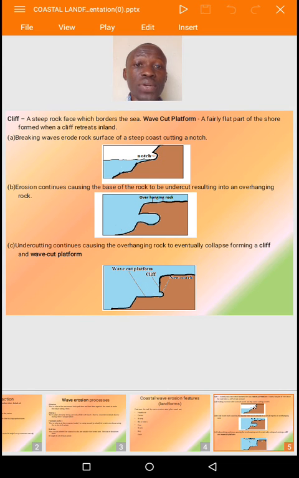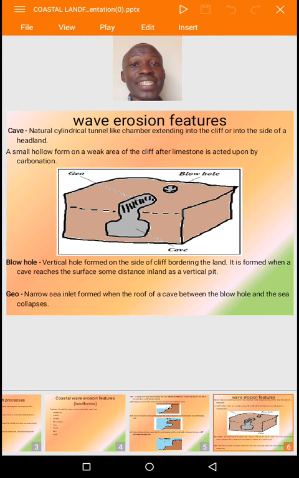That's what we are calling a hanging rock. The process continues until the rock which was hanging falls. When it falls, that steep face is a cliff, and the one which is gentle or flat down here is what we are calling a wave cut platform. Interesting.